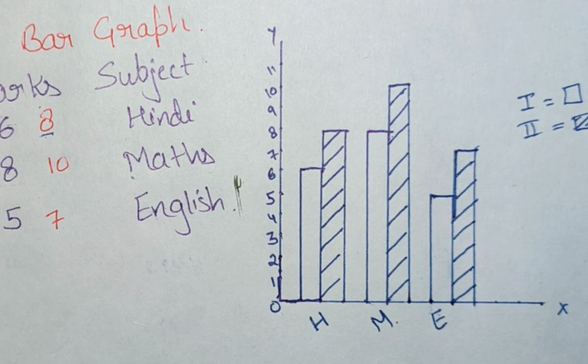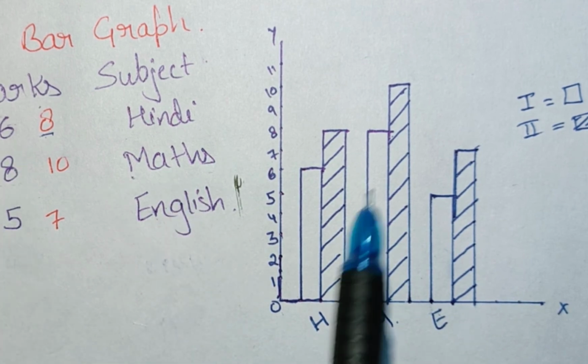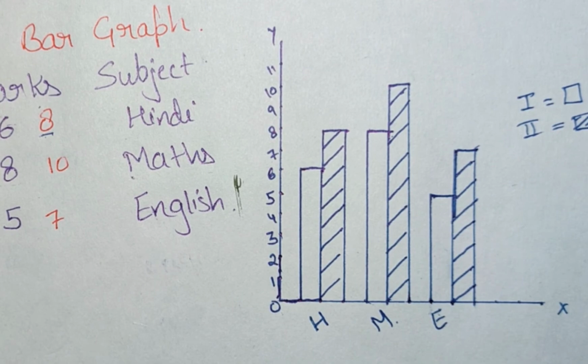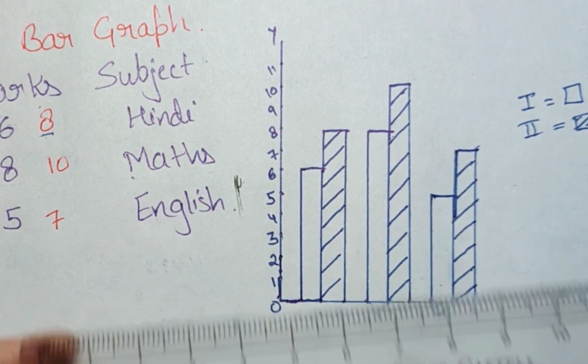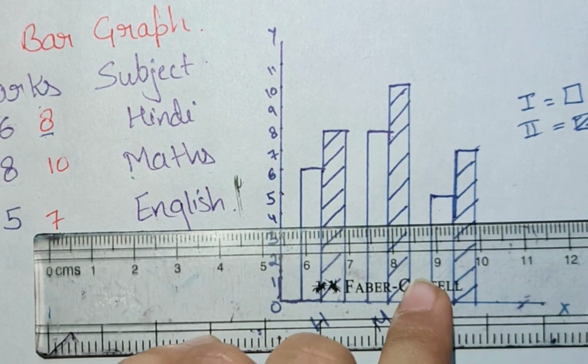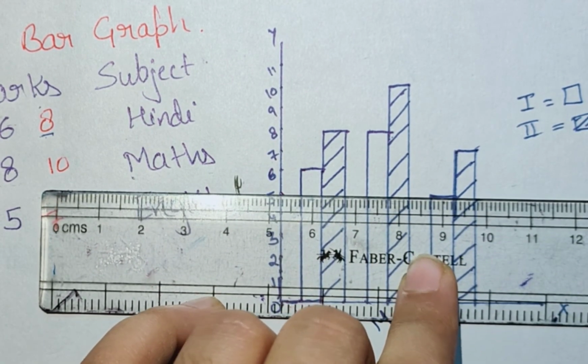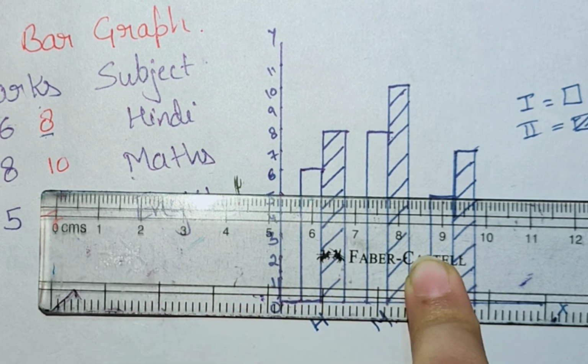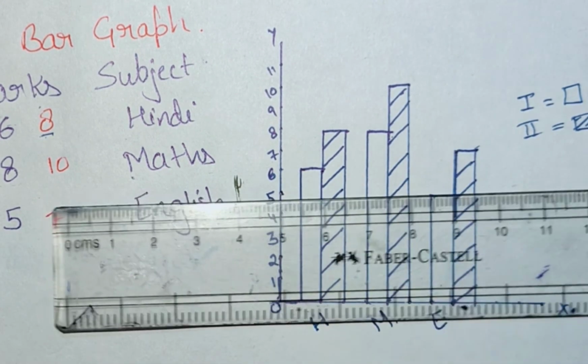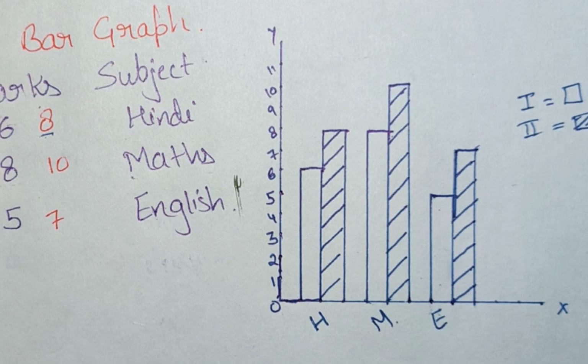I hope now it is clear how to plot the bar graph and how to read the bar graphs. As here, now suppose these numbers are not there and you have to read the bar graph, and your question is asking what were the marks of the student in subject English in half yearly. So what you will do, in half yearly means this one. So we'll see on the y-axis on which number this line is going. 5. So how many marks student has scored? 5 marks.